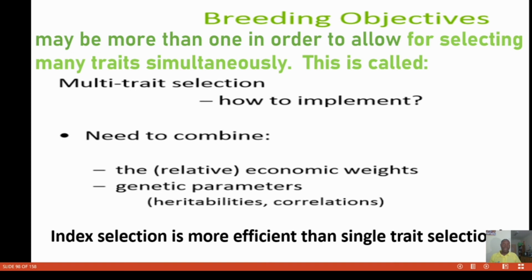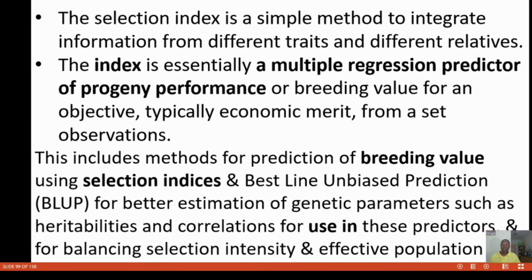So the other aspect that we need to consider in the breeding objectives is focusing on multi-trait selection, where there is need to combine the relative economic weights and the genetic parameters, that is heritabilities, correlations, and so on. The index is more efficient than single trait selection. It's a simple method which integrates information from different traits and different relatives, and is essentially a multiple regression predictor of the breeding value of an objective, typically economic merit, from a set of observations.